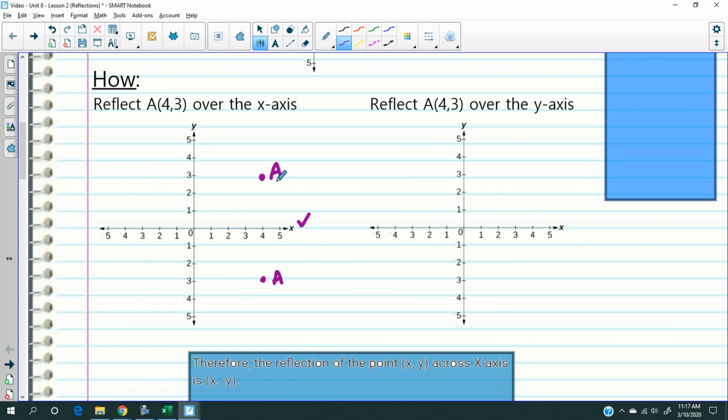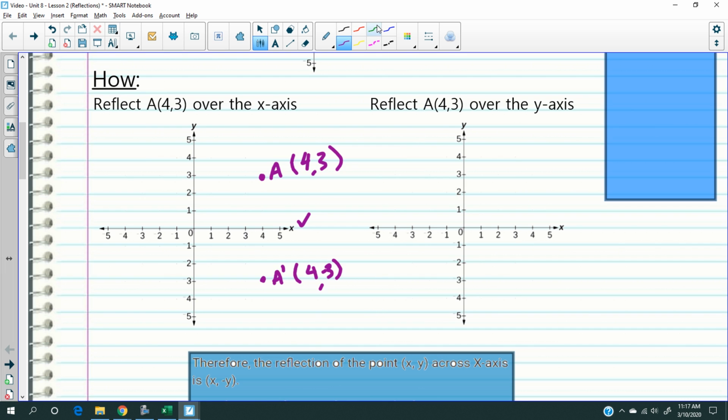Now, since this is point A, this cannot be point A. So in math, when we do reflections, there's a notation that we use. We call this A prime. And the way we say A prime symbolically is to put a little apostrophe right above the A. So if A was at 4, 3, A prime would be at 4, negative 3. Got that? Okay, all right.